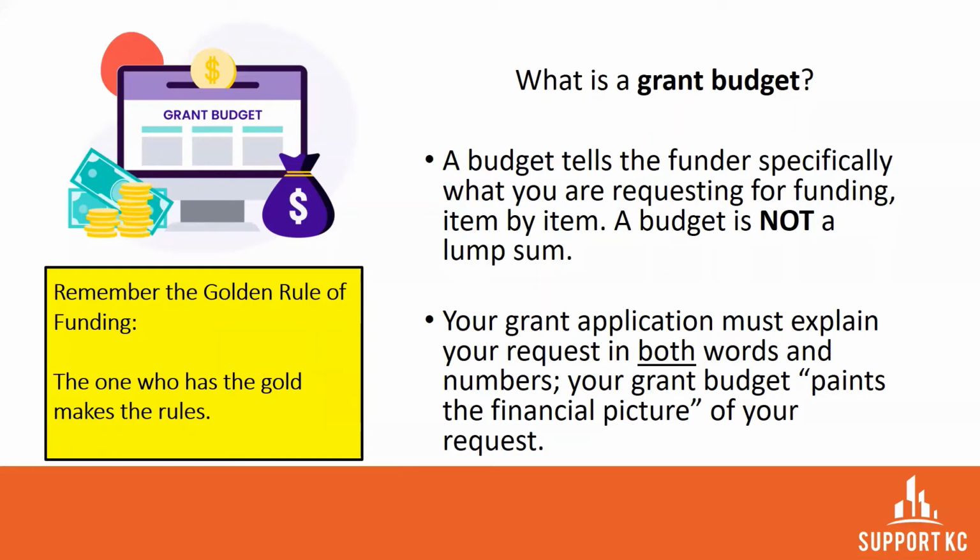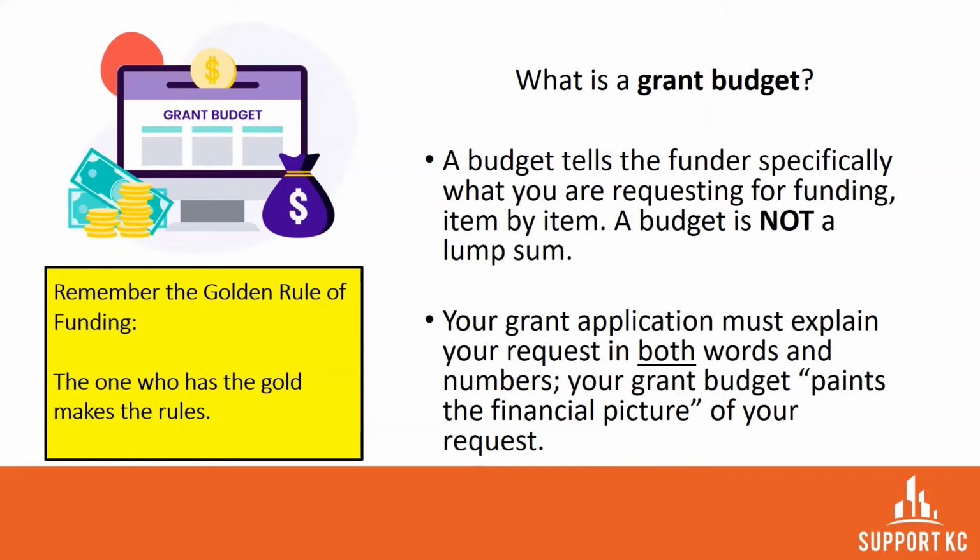A grant budget is not the lump sum. That is the ask amount. The grant budget has to tell the funder what you are requesting specifically, item by item. And one of the things that I've discovered is that there are certain foundation funders that may not look at any portion of your application other than the budget. So it has to be good, and it has to tell the complete picture of what you're asking for.